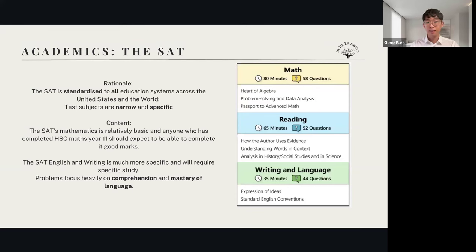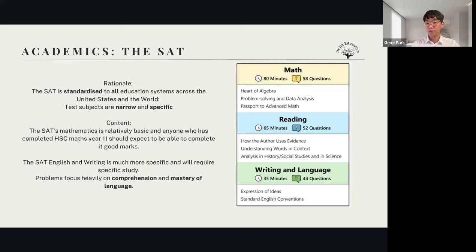Now, the SAT English and writing is much more specific, and you do have to study for it specifically if you want to optimize your score. English in the SAT emphasizes heavily comprehension and mastery of the language. So they'll test you on your ability to arrange a sentence to maximize clarity of expression. The reason for that is that these institutions consider these the most important skills for university: the ability to digest large amounts of information quickly and then distill it down to understand the crux of what is being said. The keyword is quickly, because you will be under time pressure.